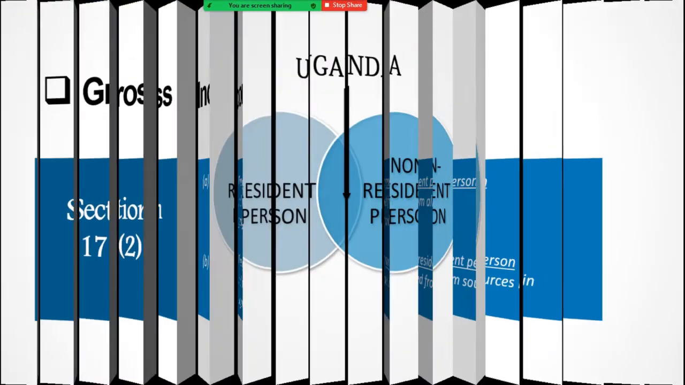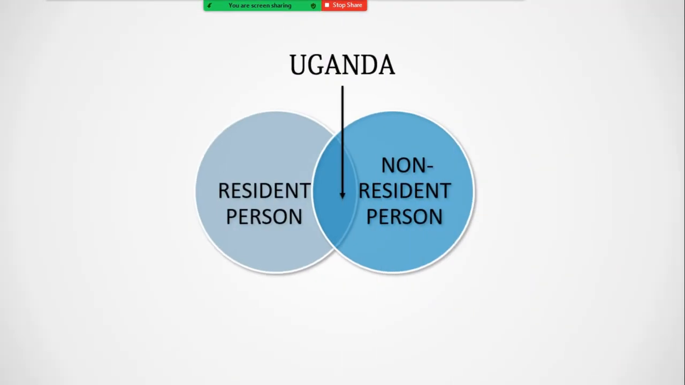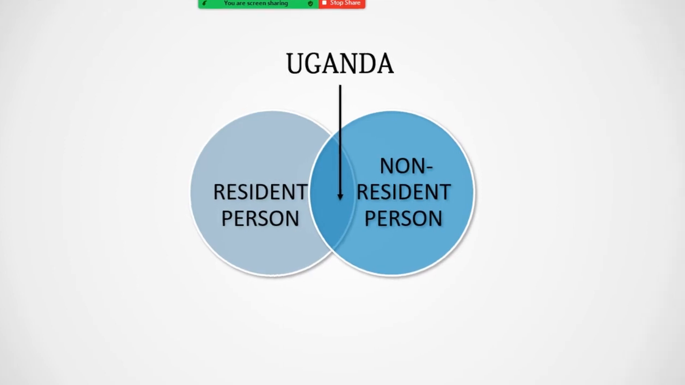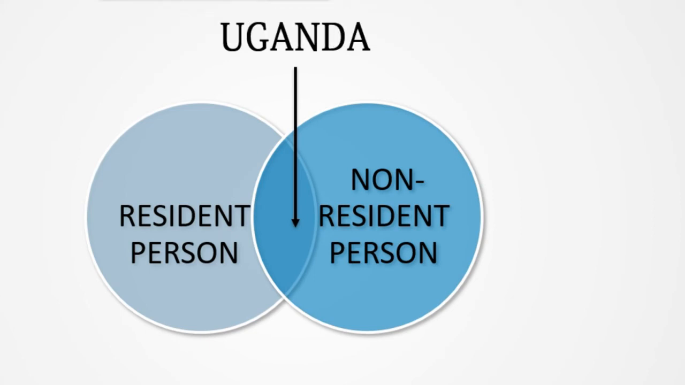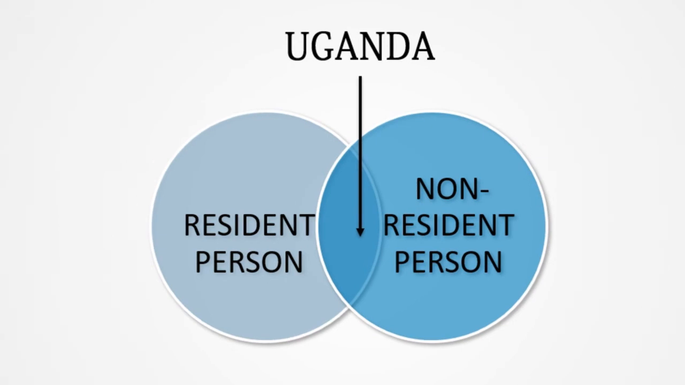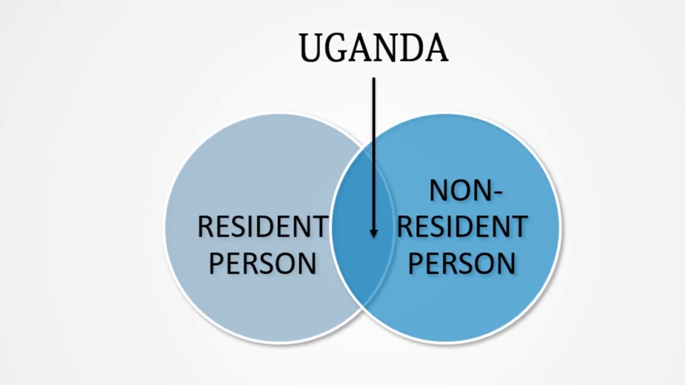Now, this diagram here shows the interaction between residents and non-resident. So we can say that the only relationship, the only intersection between a resident person and a non-resident person is Uganda. Okay? So if you are a resident person, we shall gross up income coming from Uganda and other sources. If you're non-resident, we shall only gross up income that has been derived from sources in Uganda.